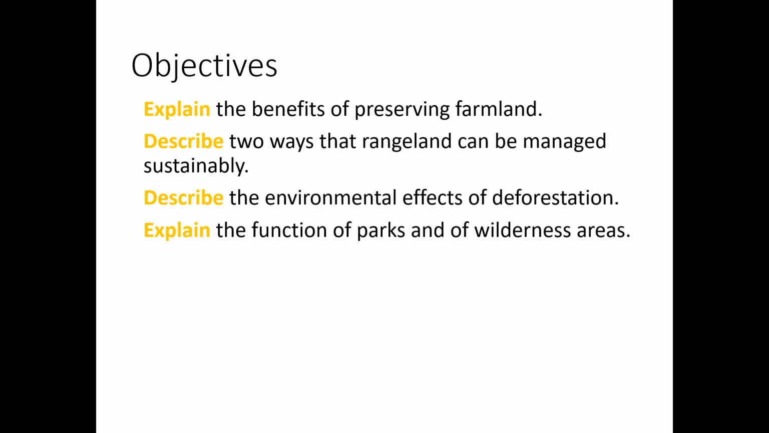This is Chapter 14, Section 3, and it's on land management and conservation. The objectives are to explain the benefits of preserving farmland, to describe the two ways that rangeland can be managed sustainably, to describe the environmental effects of deforestation, and to explain the function of parks and wilderness areas.